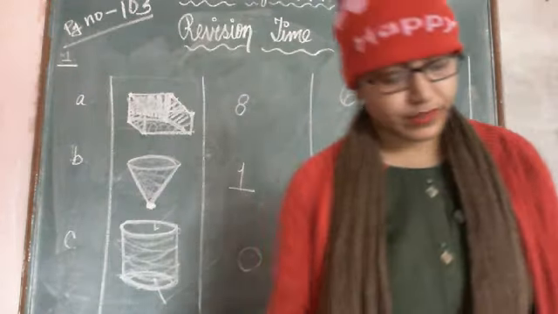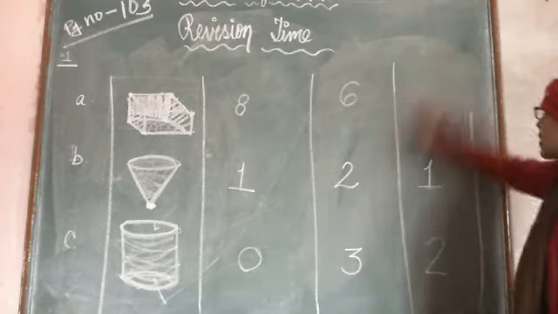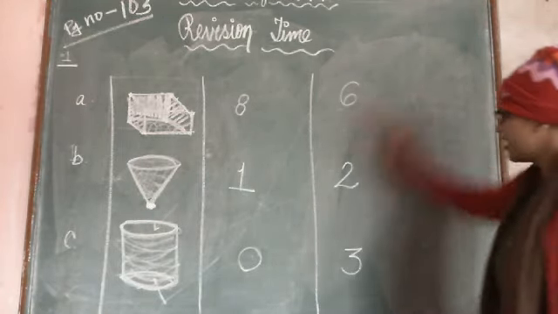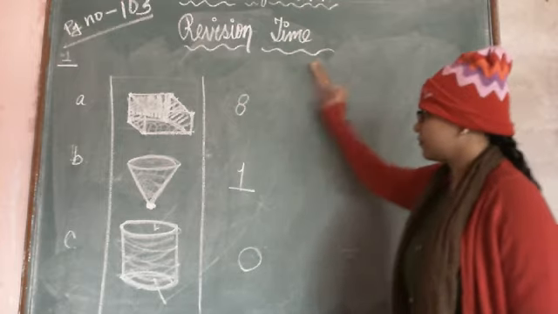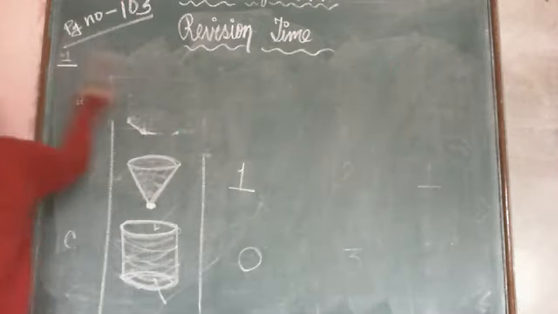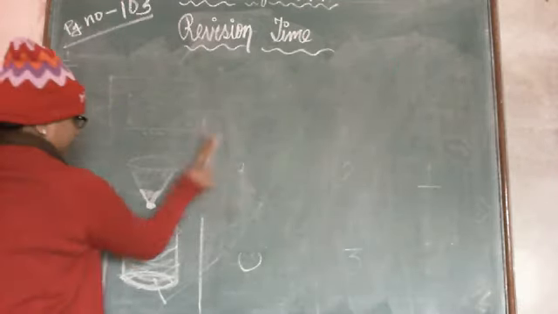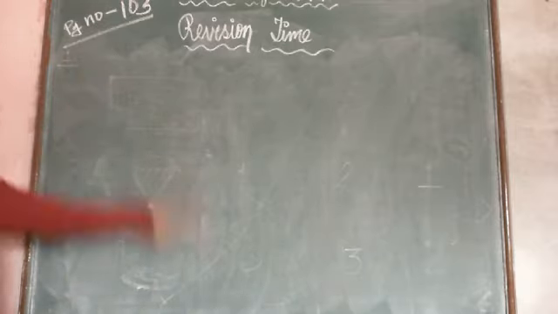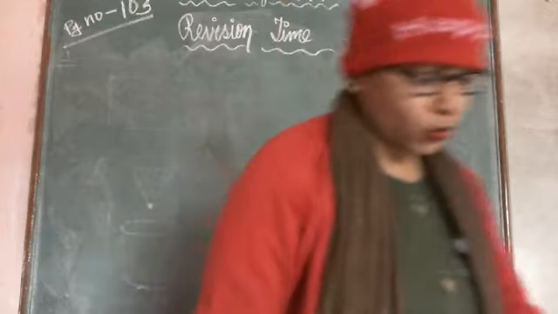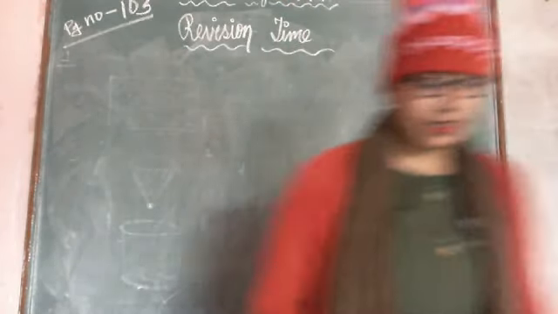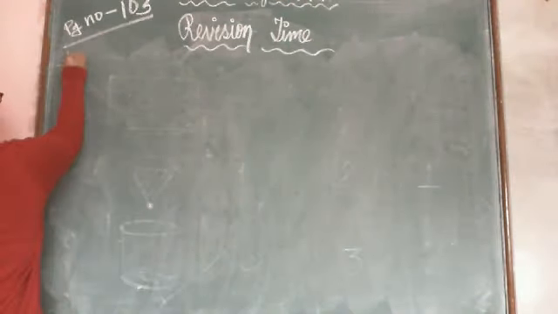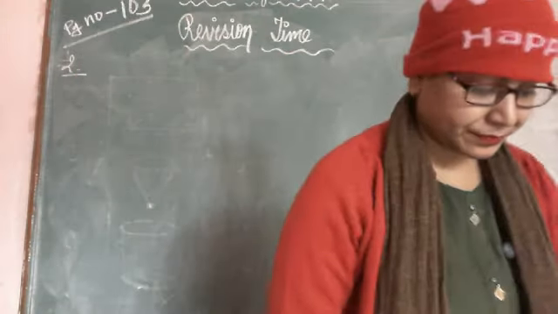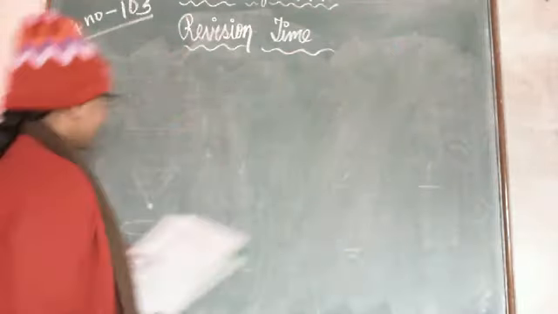Let's move to question number 2. Once again, let me remind you that the period time will remain in the book only. Now question number 2 is fill in the blanks. Question A.